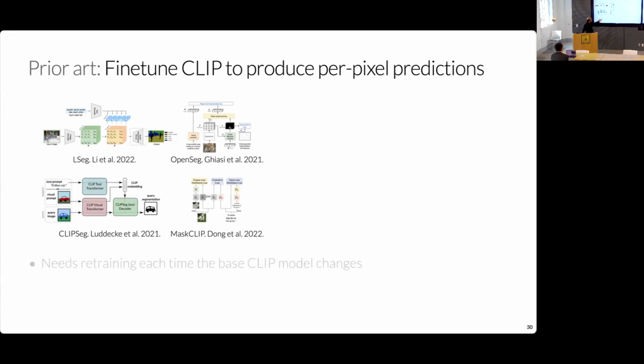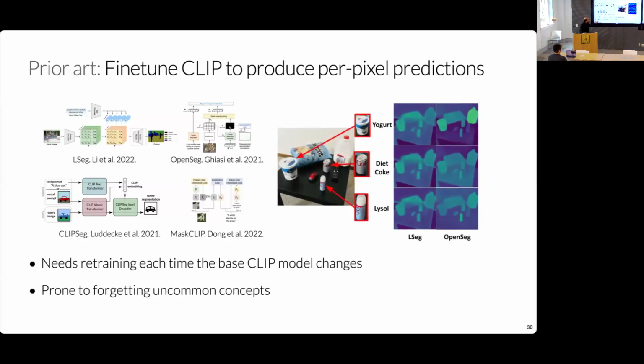The other thing is you also need to retrain each time the base model changes, you need to do the expensive retrainings to get a dense model. But the more important aspect to us was it's very prone to forgetting concepts that CLIP knows but that were absent in a dense fine-tuning data set. So these were objects I could readily find in my living room 2 days before the deadline. So that's what grad students and postdocs survive on.